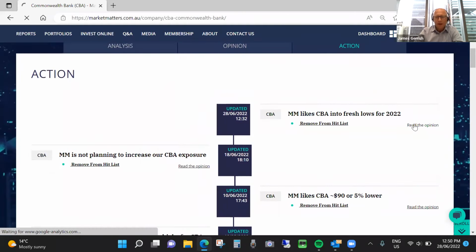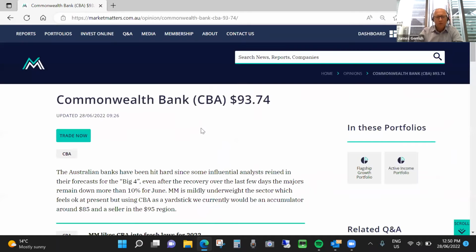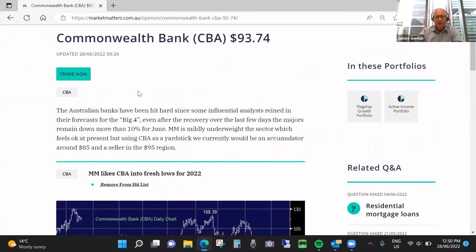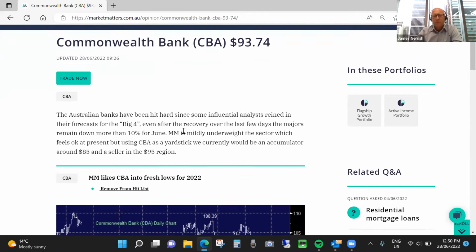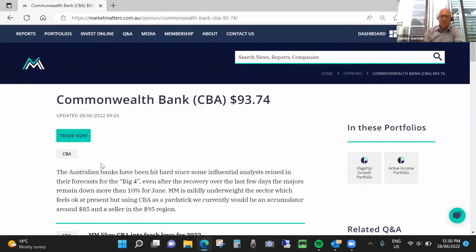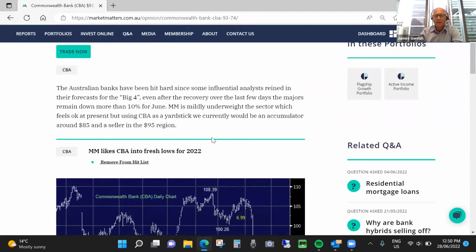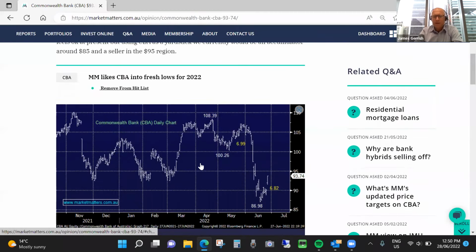We looked at CBA this morning, which is linked back there. So CBA, we like CBA in the fresh lows of 2022. That's the actionable item. If you want to go into the linked content, you can, and it will take you to the linked content and the chart.